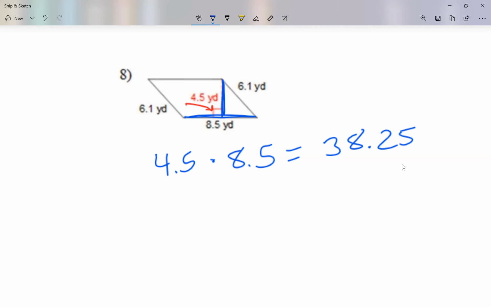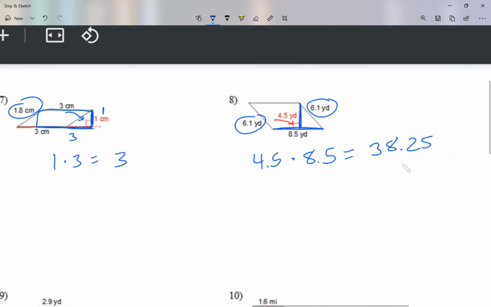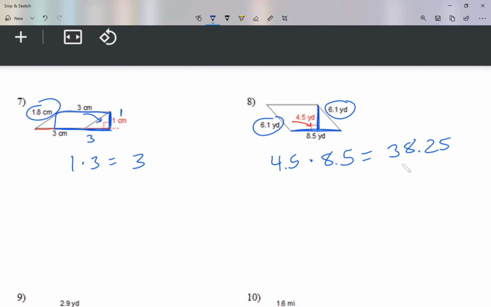Now, one thing I want to emphasize. Let me circle a few numbers on question 7 and number 8. Those numbers that I just circled, I did not use, okay? So don't think you have to use every number given. All you're looking for in a parallelogram are the two numbers that make the 90-degree corner, and you're just going to multiply those two. You don't have to use all the numbers. I'm going to throw in some extra numbers just to see if you're paying attention.